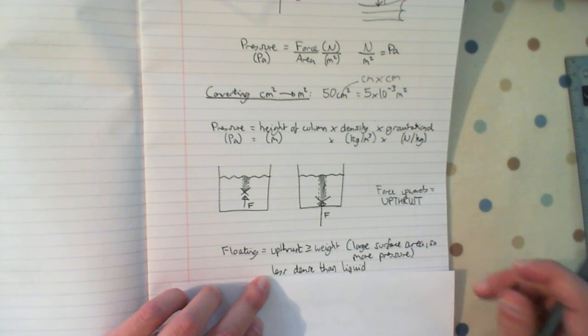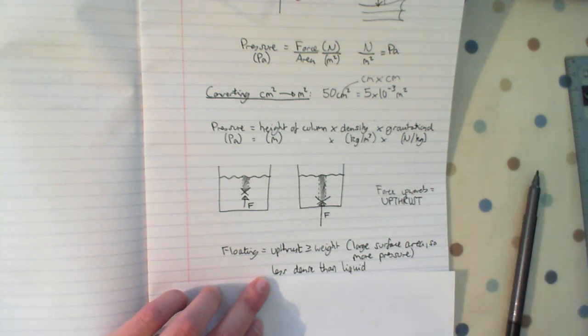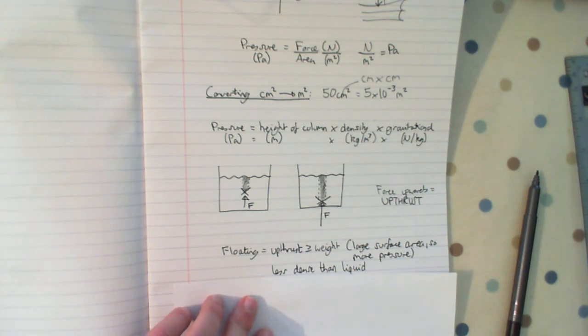We can also make it less dense than the liquid. If we make it less dense than the liquid, it will float. For example, oil on water: oil is less dense than water, so it floats.